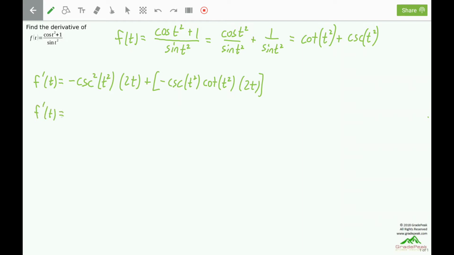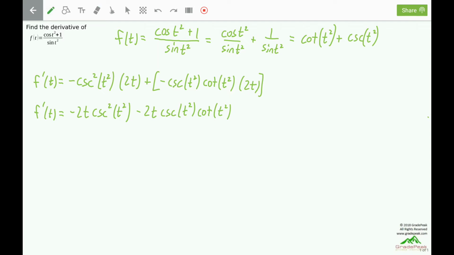And so f prime of t can be written. Let's move the 2t to the front with the negative. Negative 2t cosecant squared of t squared. And then we have a negative 2t. Again, the 2t can move to the front. Cosecant of t squared, and then cotangent of t squared. So there's our derivative, f prime of t.